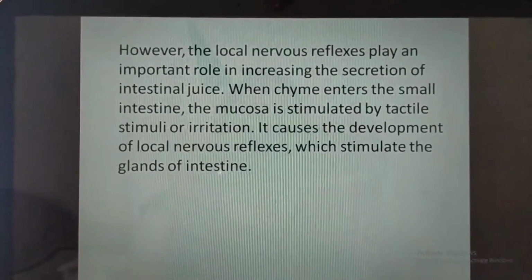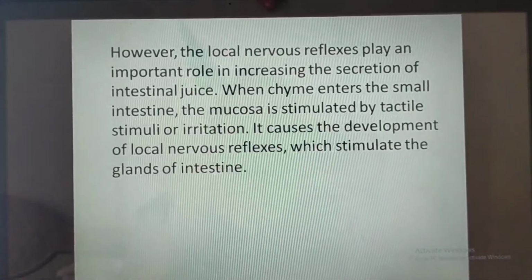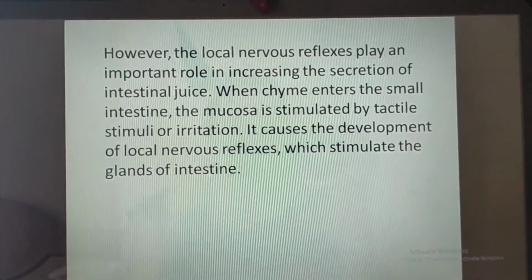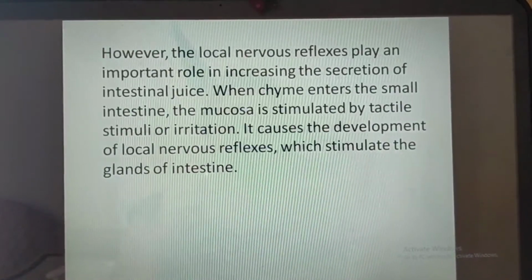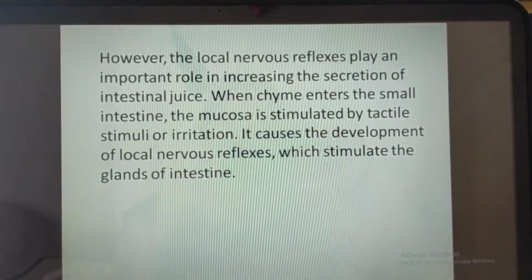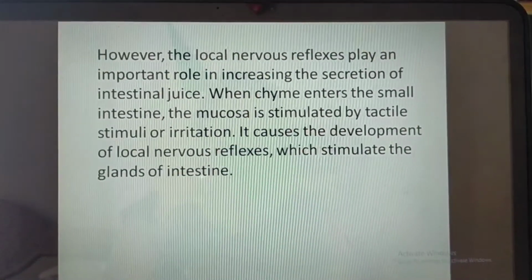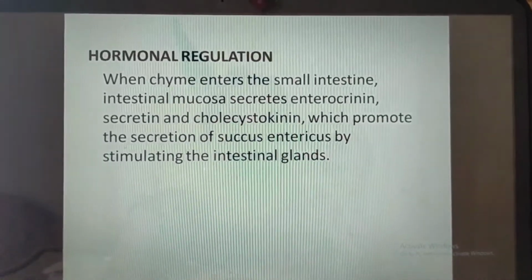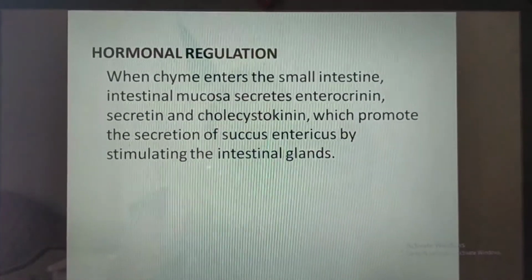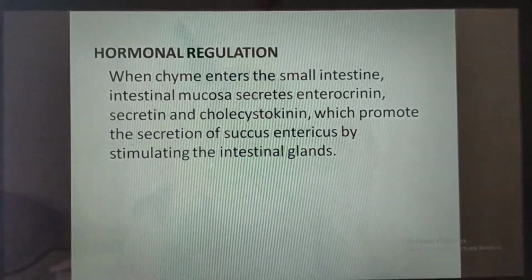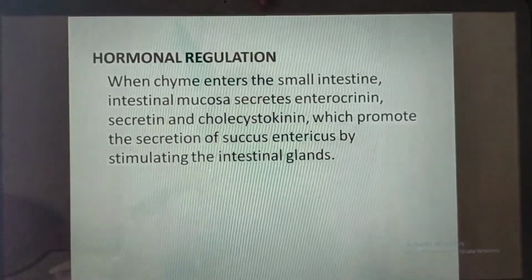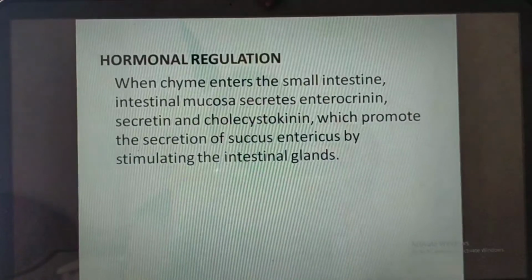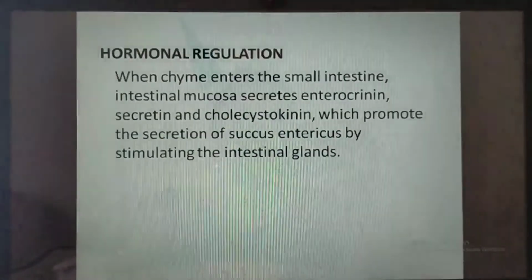However, the local nervous reflexes play an important role in increasing the secretion of intestinal juice. When chyme enters the small intestine, the mucosa is stimulated by tactile stimuli or irritation, which causes the development of local nervous reflexes, which stimulate the glands of intestine. Hormonal regulation: when chyme enters the small intestine, intestinal mucosa secretes enterokinin, secretin and cholecystokinin, which promote the secretion of succus entericus by stimulating the intestinal glands.